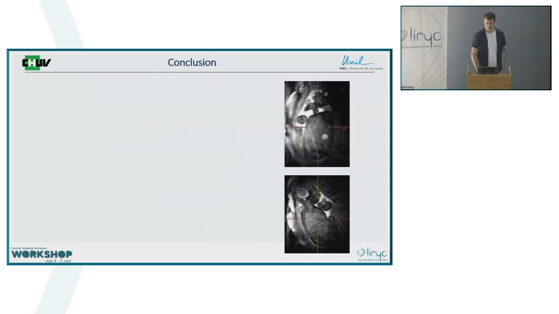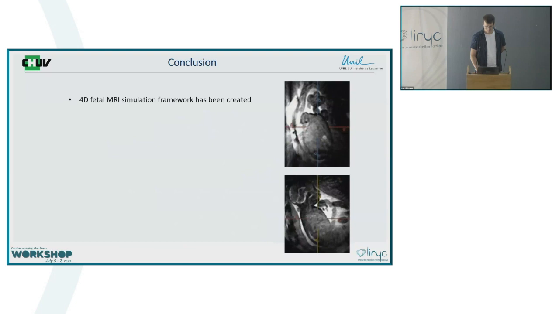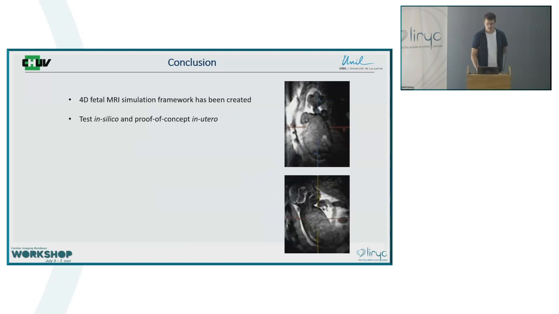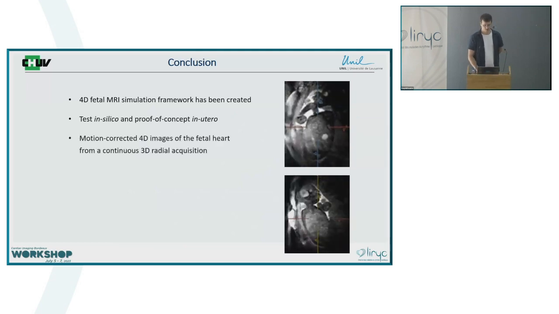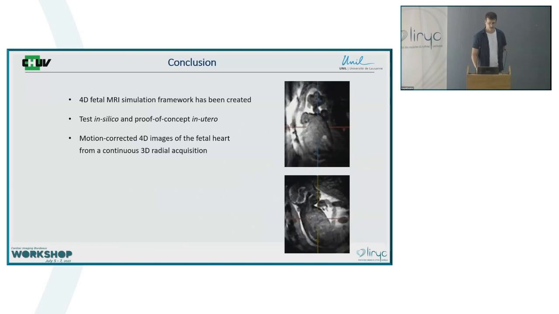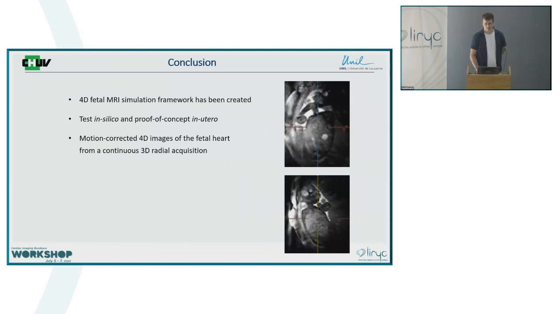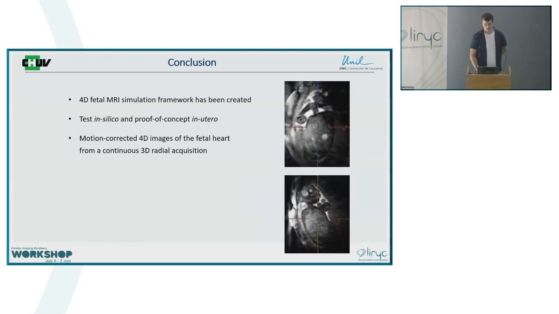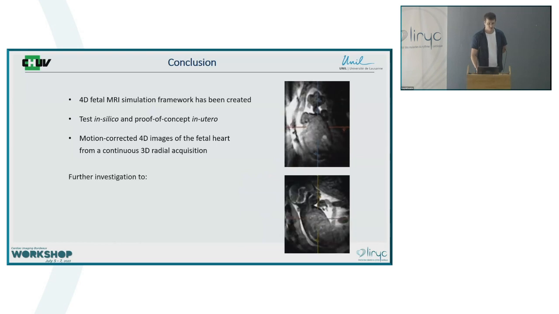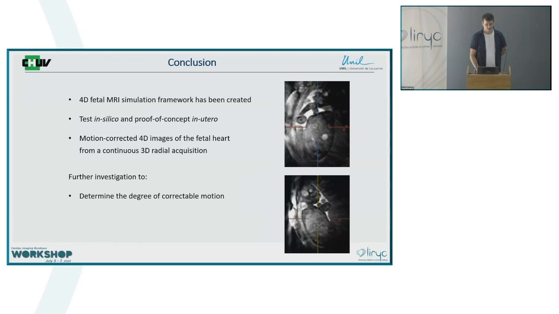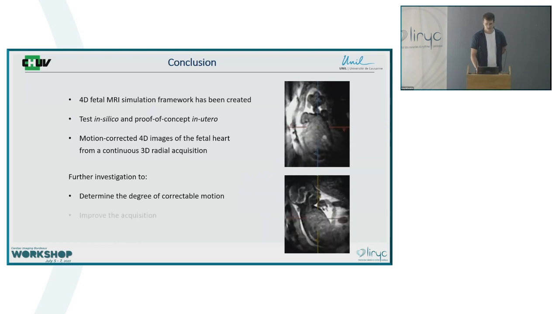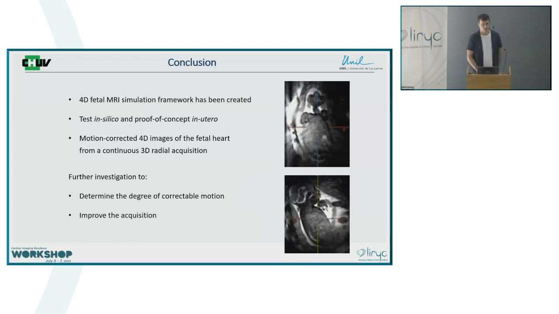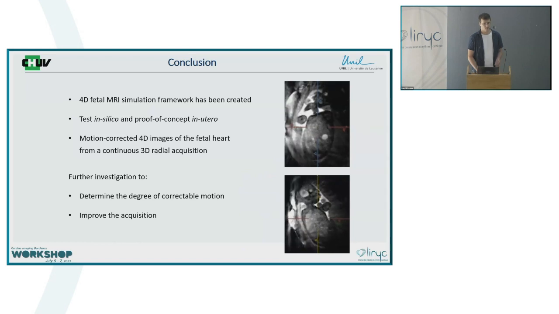So to summarize, a 4D fetal cardiac MRI framework has been created to optimize the acquisition and reconstruction. It has been tested first in silico, and the proof of concept has been shown in utero. Finally, motion-corrected 4D images of the fetal heart from a continuous 3D radial acquisition have been shown, and in general, a way and a manual of doing fetal heart MRI has been shown. Further investigation has to be taken to determine the degree of correctable motion in general, and to improve the acquisition, as well as other steps towards the reconstructed image, like, for example, coil selection or maybe as well implementing AI.